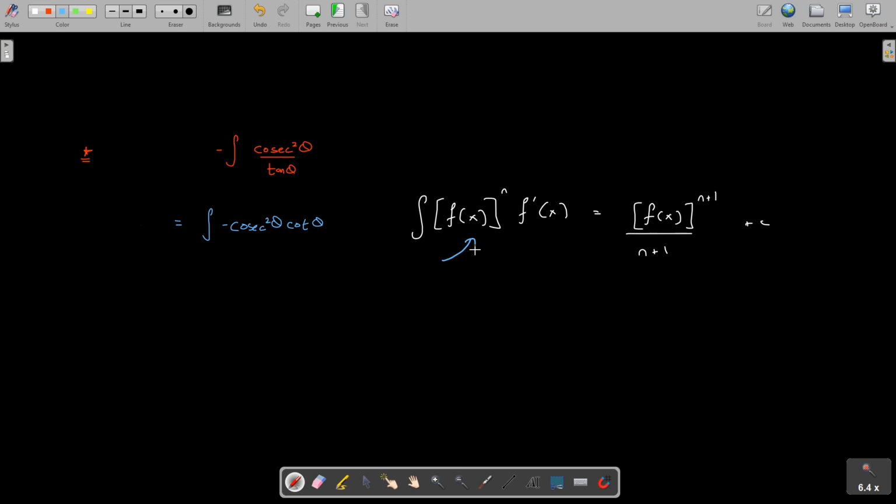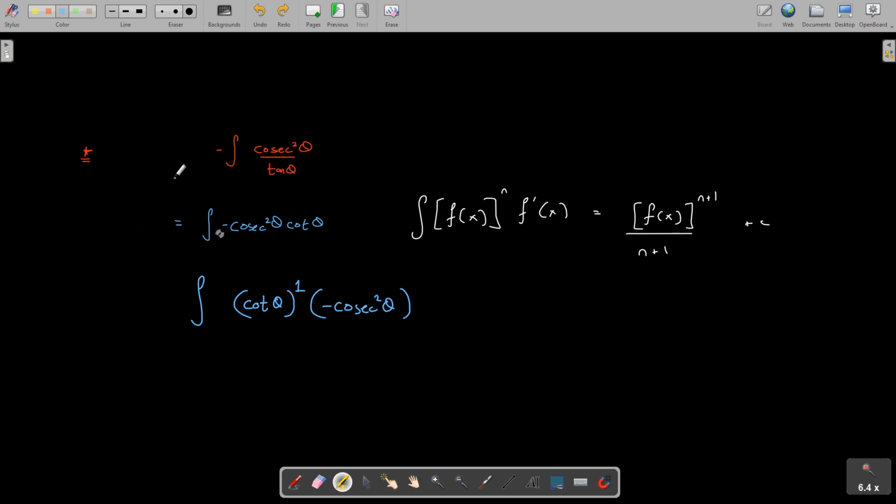It stated that a function raised to the power of n, if it has its derivative available outside, you could just apply the power rule to that function alone, and that would be the answer of your integral. So do we see that happening over here? In fact, we do. If we just rewrite it like this, cot theta whole power 1, and we rewrite this as this minus cosecant squared theta. Now recall the fact that the derivative of cot theta is in fact minus cosecant squared theta.